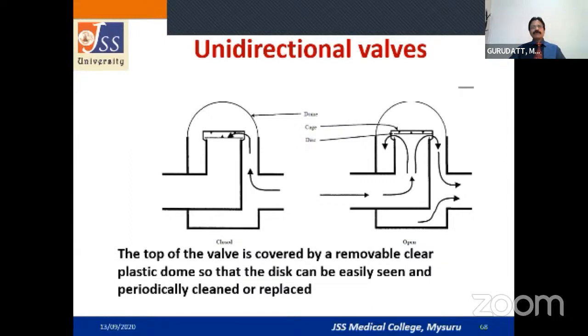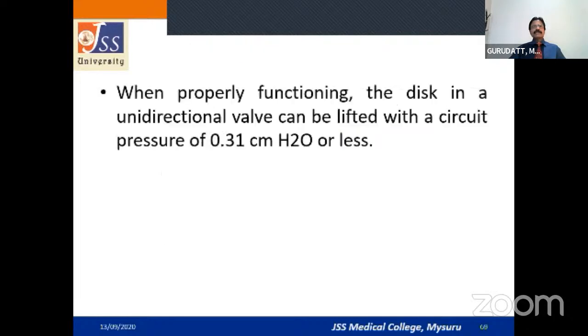Whenever you are using the circle system, you can easily see the disc moving up and down with inspiration and expiration in each of the valves. That's how you know whether the valves are functioning properly or not. When properly functioning, what is the resistance offered by these valves? It's just about 0.31 centimeters of water or even less. That is the advantage, because when I want to leave a patient on spontaneous ventilation, these valves should not offer an increased resistance to breathing by the patient.